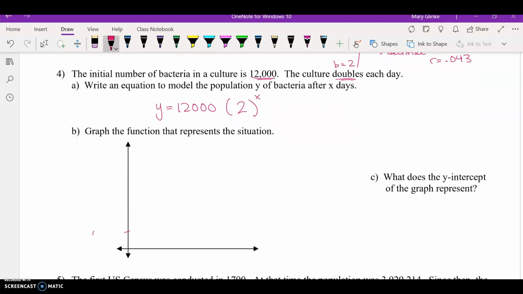Our graph of this would start with 0, 12,000, and then the next day you'd have 24,000, and the next day after that you'd have 48,000. So you can see that this is exponential growth with it doubling each time. And your y-intercept represents the initial amount.